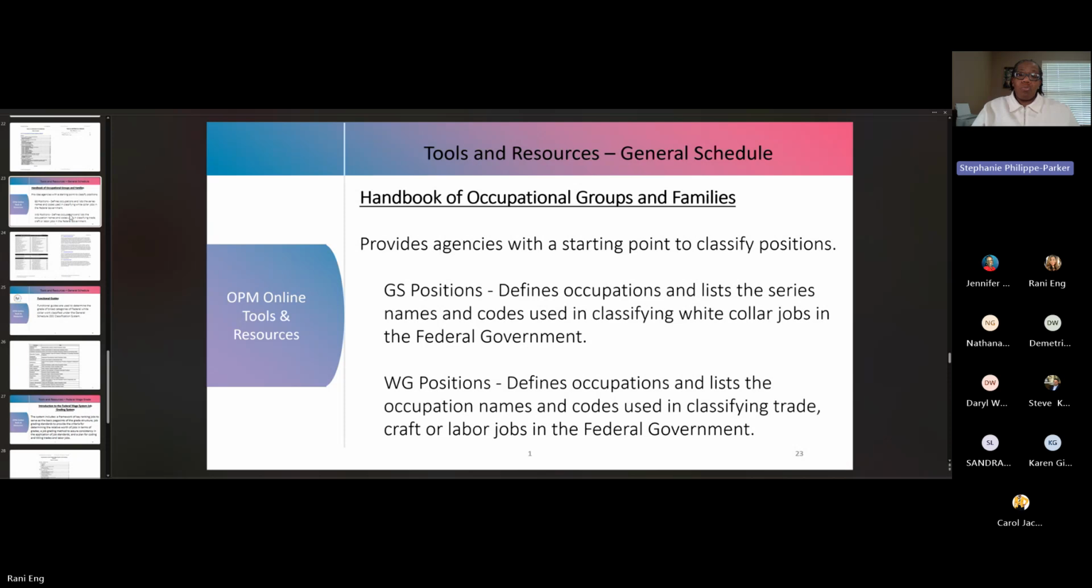Earlier, we discussed occupational groups and job families. OPM actually provides an entire handbook that discusses and defines each group, family, and series, and that information is described here in the Handbook of Occupational Groups and Families. For both GS and wage grade positions, it defines the occupation and lists the series and the names, and basically tells you what kind of position each series should be. So next slide, please. We'll take a look at what this handbook has included within it.